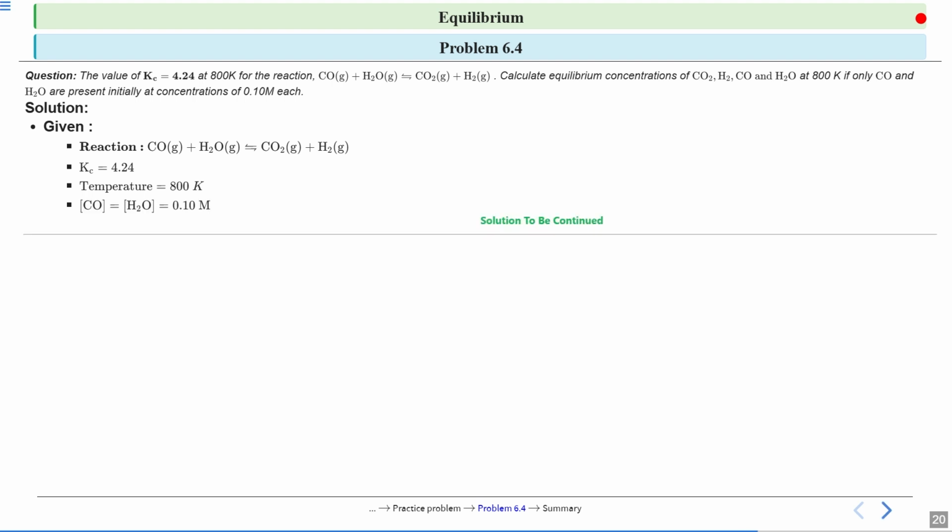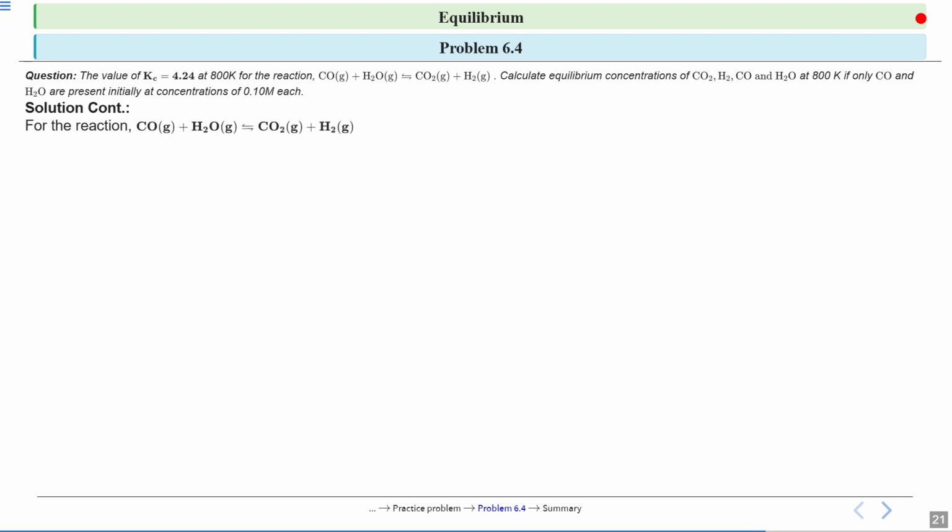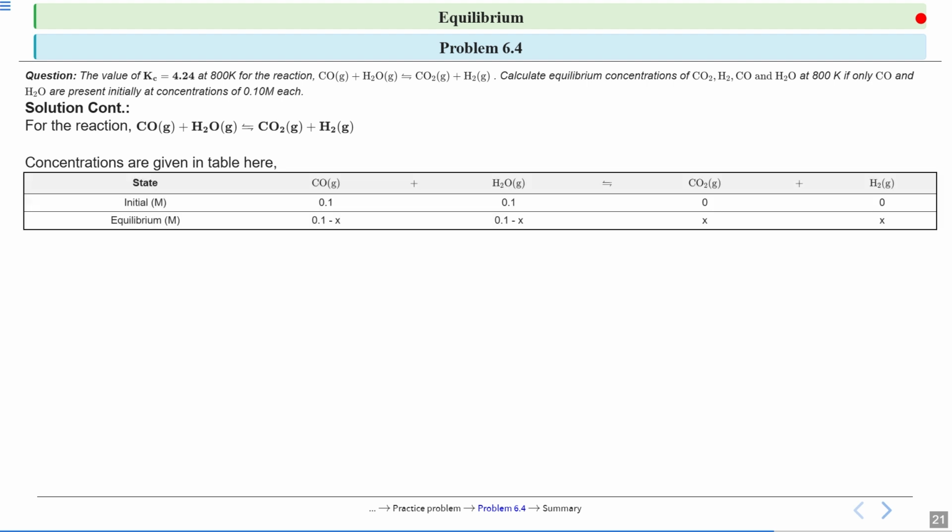Now, if these things are given, can we construct a table? Suppose this was our reaction. Then according to the equilibrium, we can say that initially we have 0.1 and 0.1 of the reactants. After some time, suppose X amount of CO and X amount of H2O has reacted. Now why have we taken it as X? Because the coefficient of CO and H2O is 1. Now these concentrations that we are seeing, which are 0.1 minus X for CO and 0.1 minus X for H2O, are the concentrations at equilibrium.